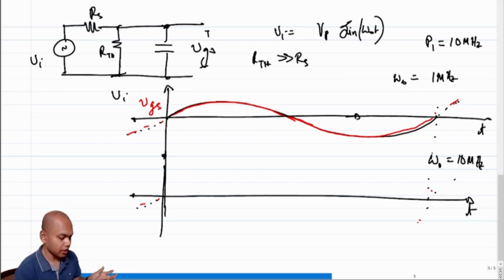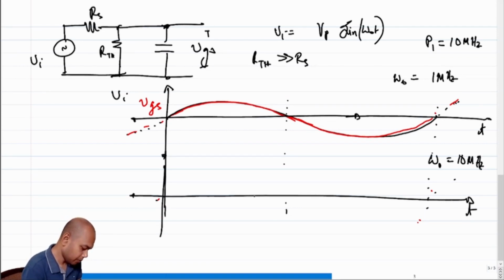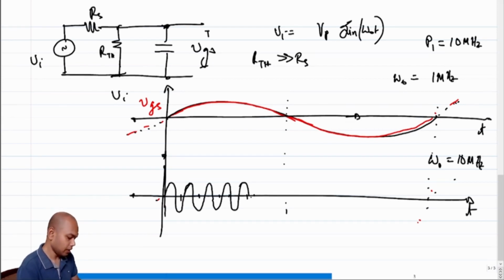So if omega naught is 10 megahertz, if I have to draw the same thing in the same scale, what will the input look like? The case on the top is omega naught equal to 1 megahertz. The case that I am trying to draw is omega naught equal to 10 megahertz. So in the same scale, I will have 10 cycles of the input, right? In other words, I should have 5 cycles within the half cycle of the top plot, right? So let me break it up: 1, 2, 3, 4, 5. Which essentially means that the amplitude will be the same. So approximately we have 5 cycles.